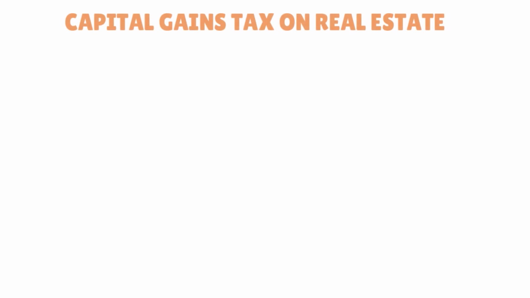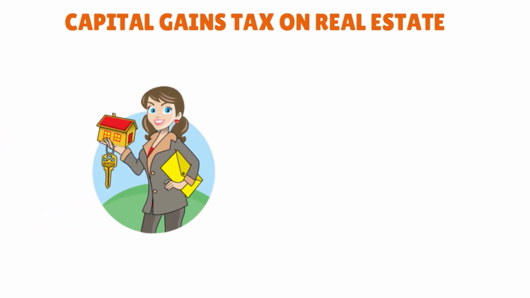All right. Now, capital gains tax on real estate. This is an interesting topic here. When you sell your home, I think I've already said that earlier, you can exclude $250,000, and the amount is $500,000 if you file a joint return, and you can exclude that amount from the sales price when calculating your capital gains from the sale.